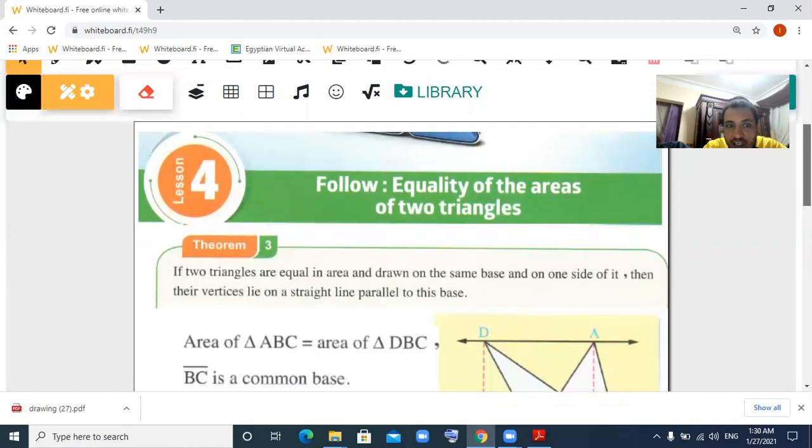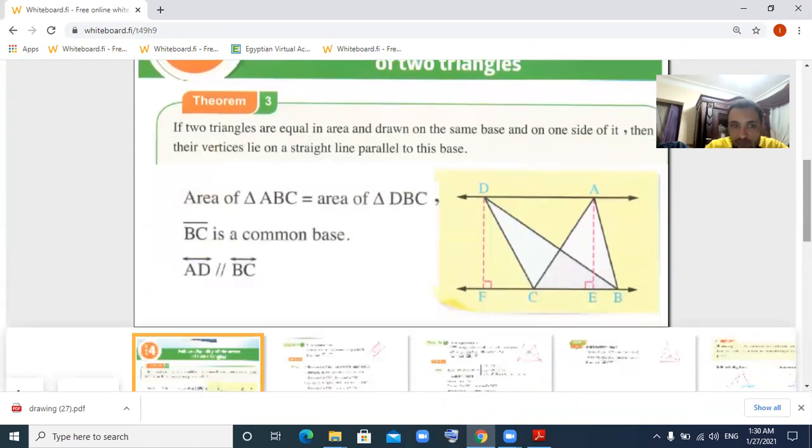In this lesson we have the converse of this theorem. It means if we have two triangles already equal in area, you will see in the given that two triangles are equal in area. When you see two triangles like trousers like this, ABC and BCD, equal in area and having the same base, BC, a common base between them, and the two triangles are between two lines, then the two lines in this case will be parallel. So we have the converse of the theorem of the previous lesson.